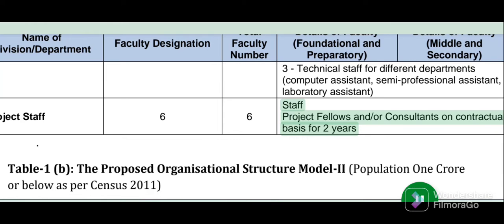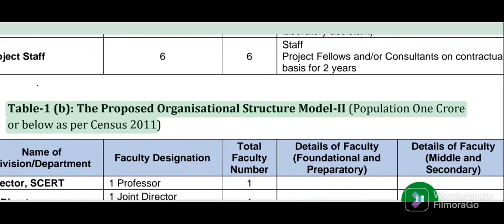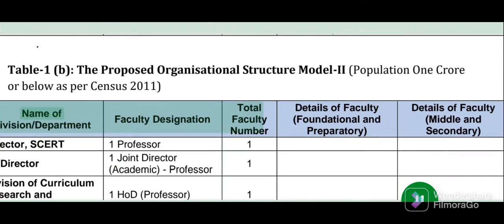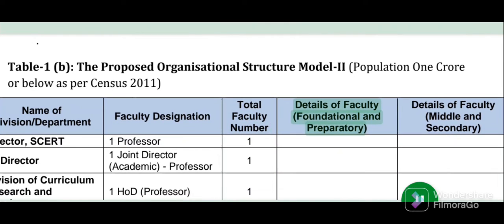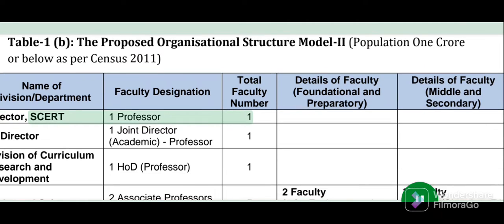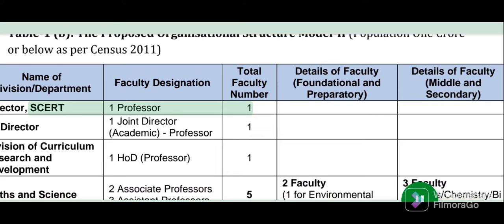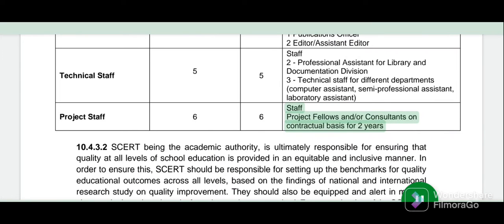for 2 years. Table 1B: The proposed organizational structure, Model 2, Population 1 crore or below as per Census 2011. Name of Division/Department, Faculty Designation, Total Faculty Number, Details of Faculty: Foundational and Preparatory, Middle and Secondary. Director, SCERT: 1 Professor, 1 JT and/or Consultants on contractual basis for 2 years.